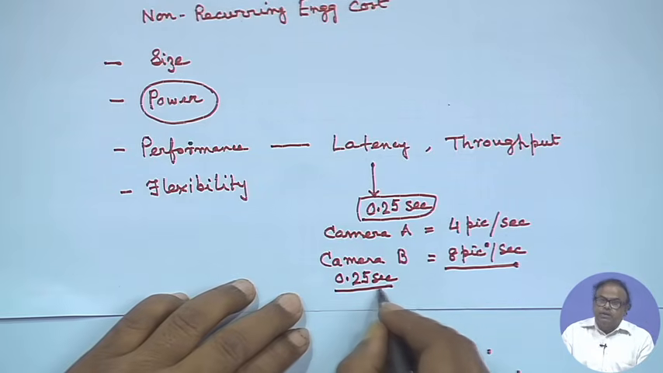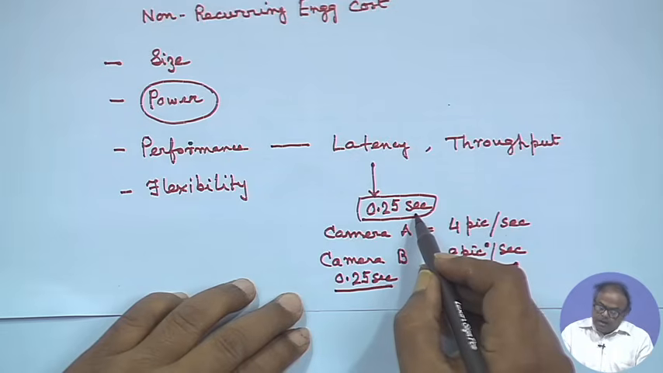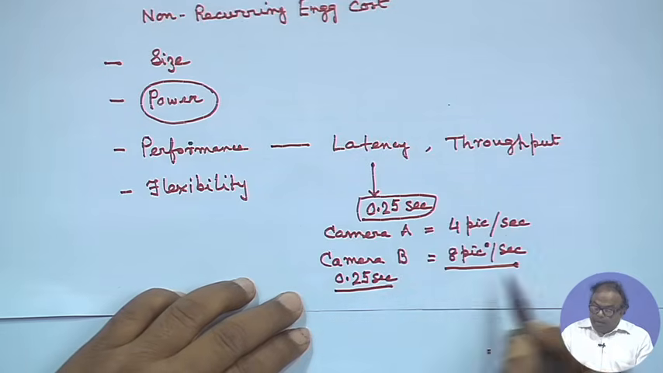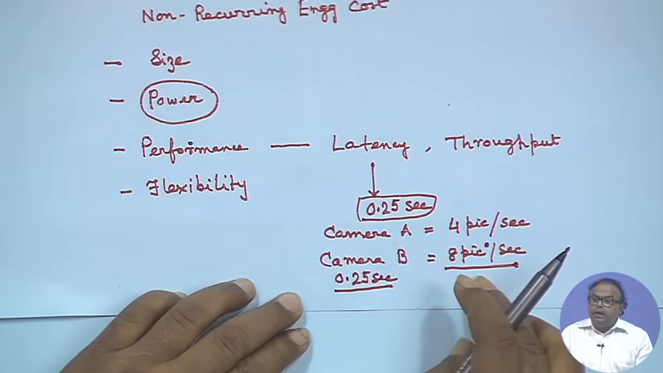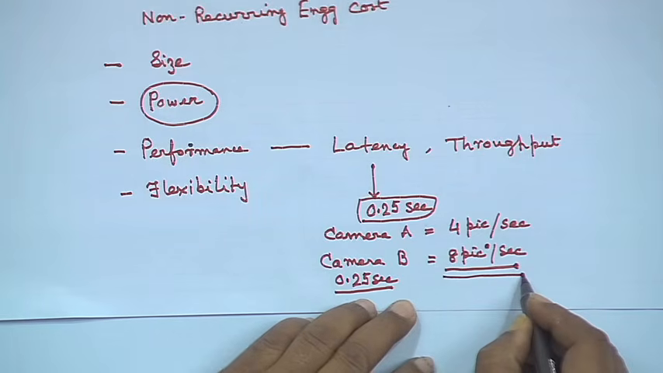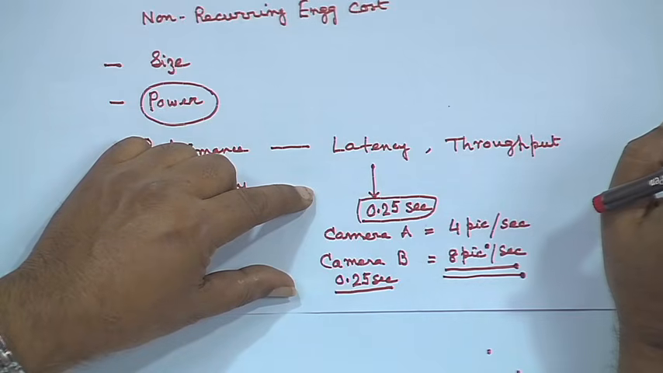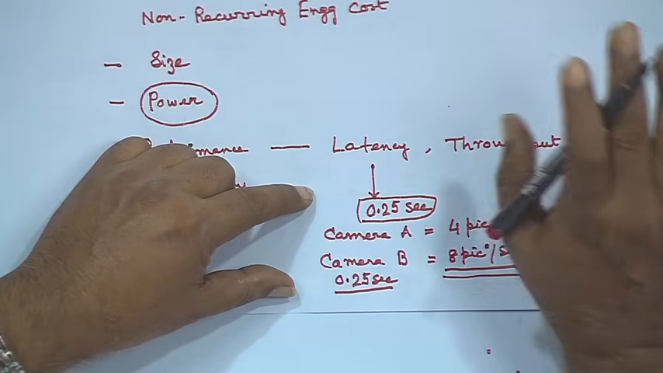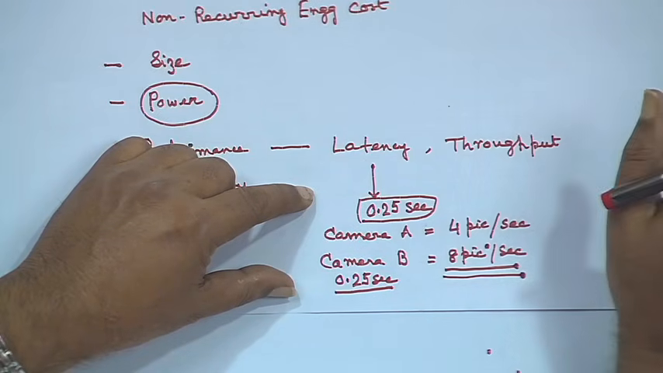In order to take a picture, it also requires 0.25 seconds, just as camera A did, but camera B had 2 threads running, 2 parallel processing. So, therefore, while one is being processed, it could be pipelined, one is being processed, another is being fetched. In that way, I can enhance the throughput, but the latency is same. I hope the differentiation between throughput and latency is clear.